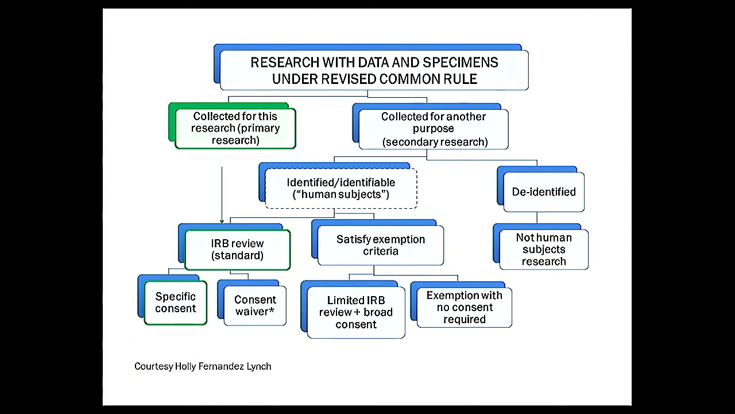So under the new common rule, in the green box is primary research, and that, for the most part, requires IRB review, and the IRB, as you heard from Dr. Martin, could decide to waive consent in those cases, but the IRB has to look at it. For secondary research, it totally depends on whether the specimen or the data are identifiable or not. And if they're not identifiable over here, then it's not research by the regulations and doesn't require either review or consent. If it is identifiable, then there's a whole host of options.